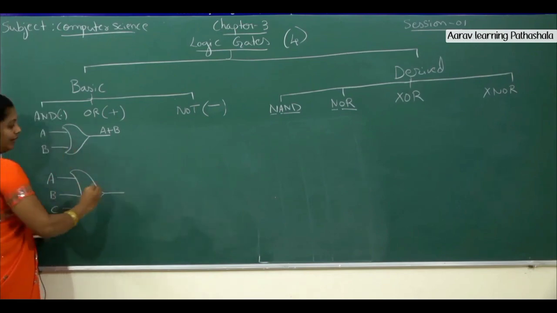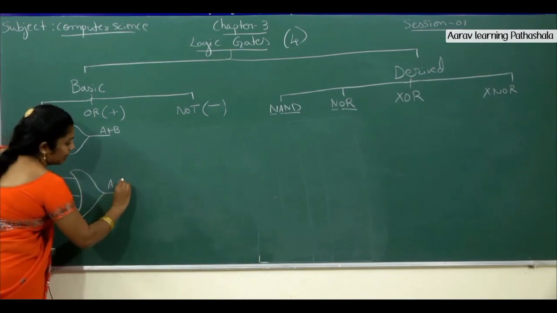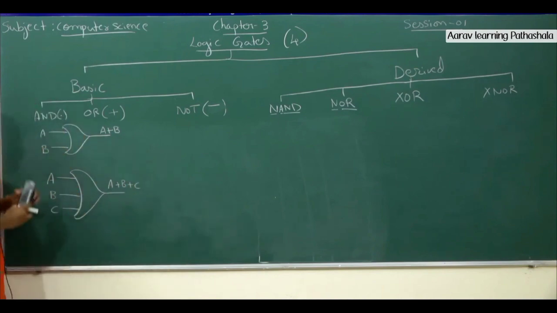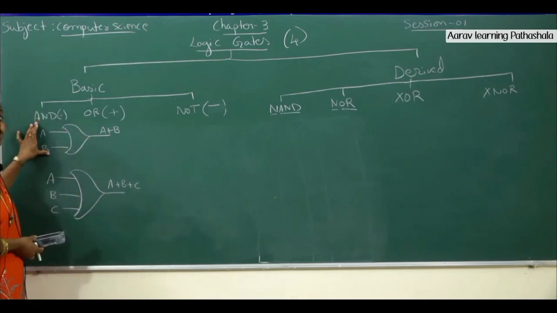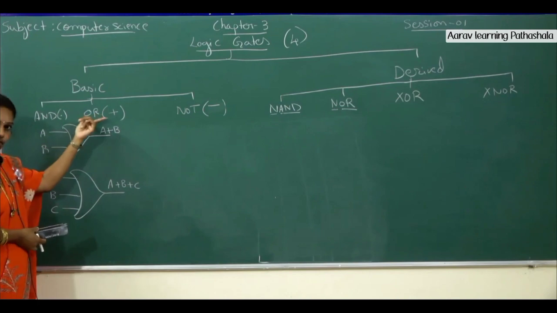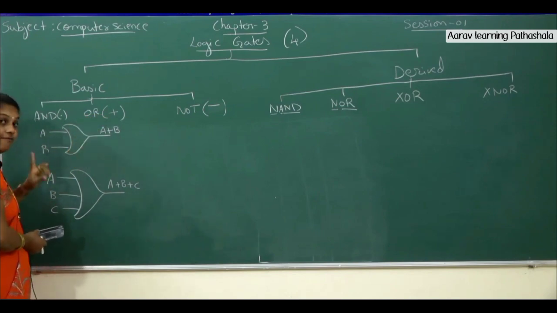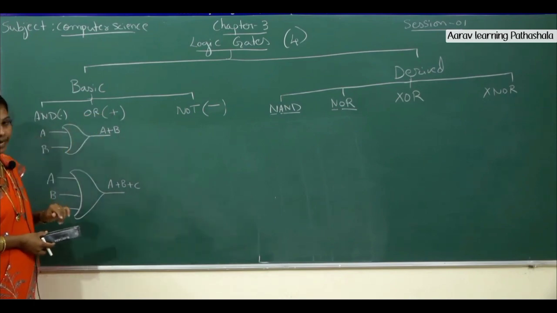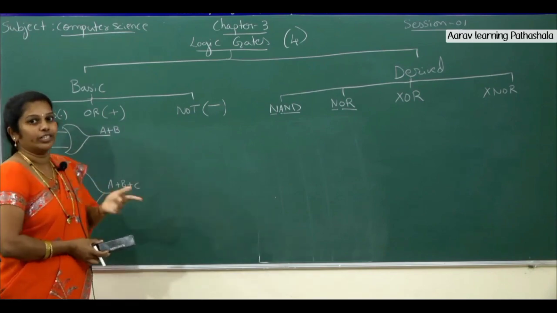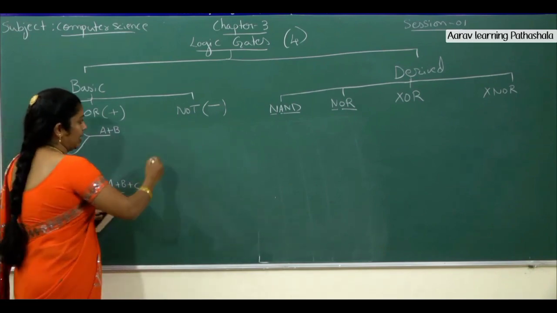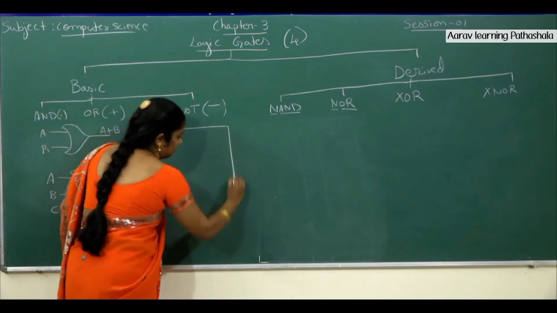Here, what is the output we will get? A plus B plus C. This is the symbol for 2 variables, especially for the OR gate. This is the symbol for 3 variables in the OR gate. Then how to write the truth table for these 2 variables? Once again, take one example.